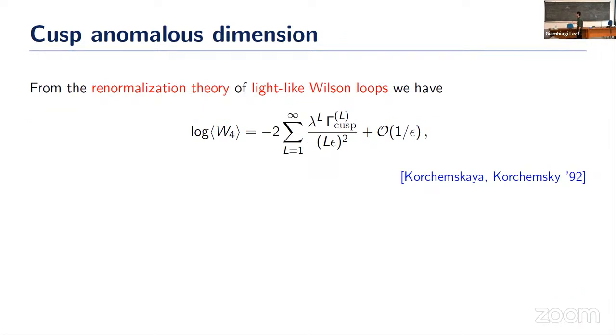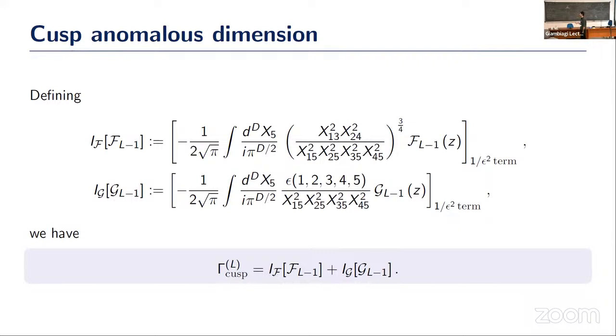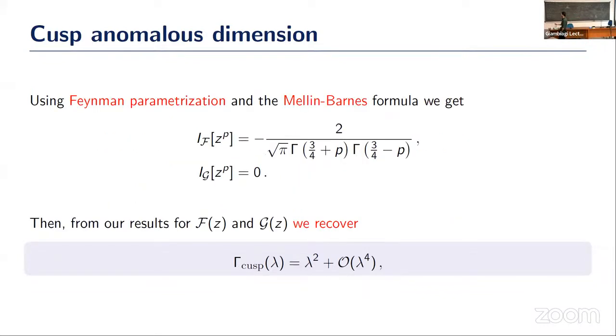Then we use known results from the renormalization theory of Wilson loops: the logarithm of the tetragonal Wilson loop is expressed at the leading divergent order in terms of the Grassmannian dimension. We can use the duality to say that this is the logarithm of the scattering amplitude. But the logarithm of the scattering amplitude is expressed in terms of the negative geometries. So we can relate the integration of the negative geometries with this expression for the leading divergent order of the logarithm of the Wilson loop. From this, we read that if we define these functionals, the Grassmannian dimension of ABJM is obtained by applying these functionals over the F and G functions that come from integrating negative geometries. These functionals can be computed using Mellin-Barnes, and using this we have recovered the leading non-trivial order for the Grassmannian dimension of ABJM.